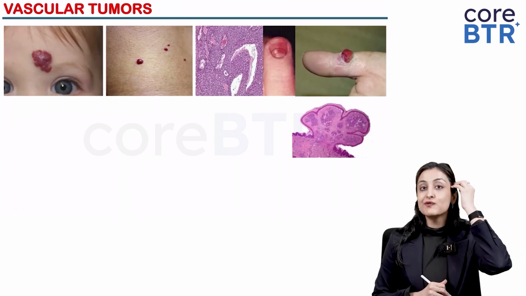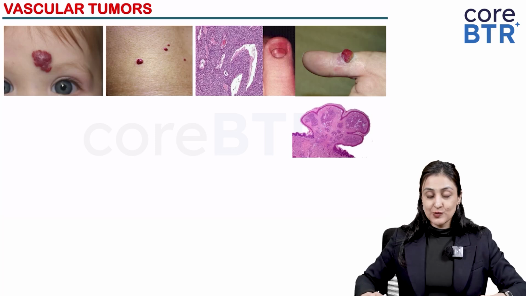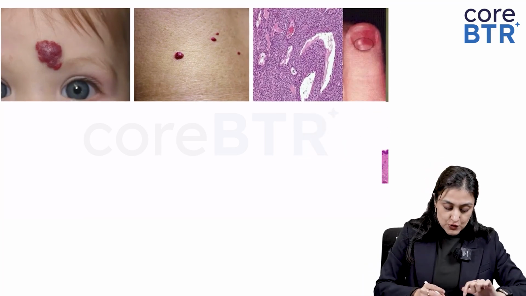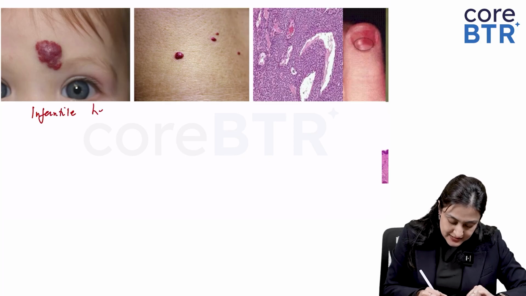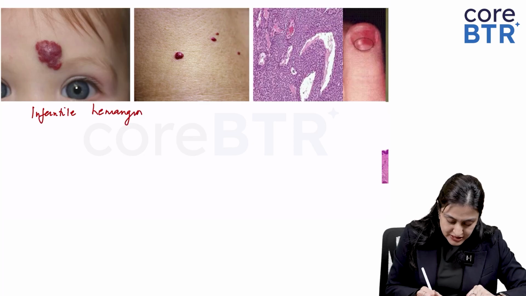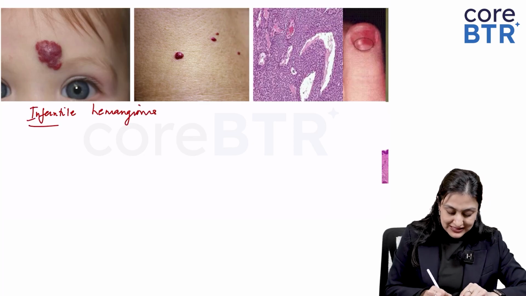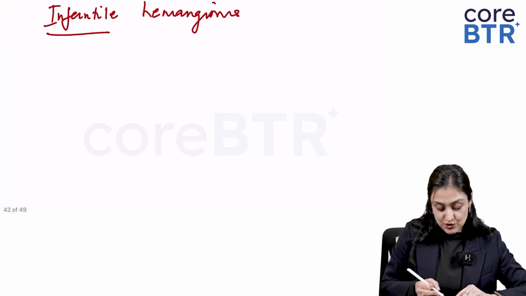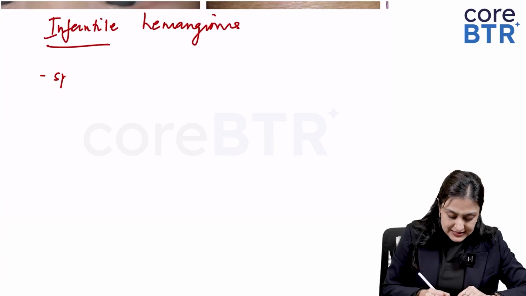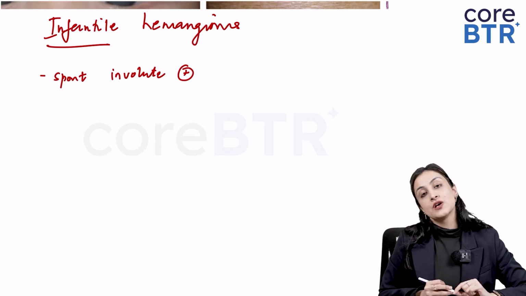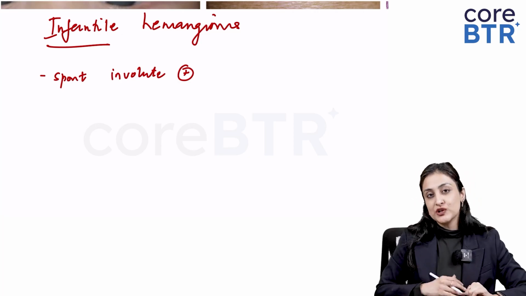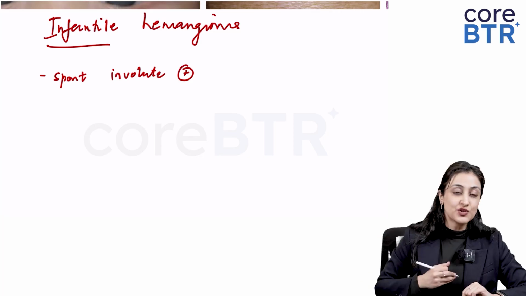Now let's talk about vascular tumors. So first we are seeing all the benign lesions. This is what is called an infantile hemangioma. As the name suggests, it is in infants, right? So because it's in infants, it is going to regress. It's going to spontaneously regress or involute. So you can remember infantile involutes. Alright, so this is present at birth, it will grow for some time and then it usually regresses.